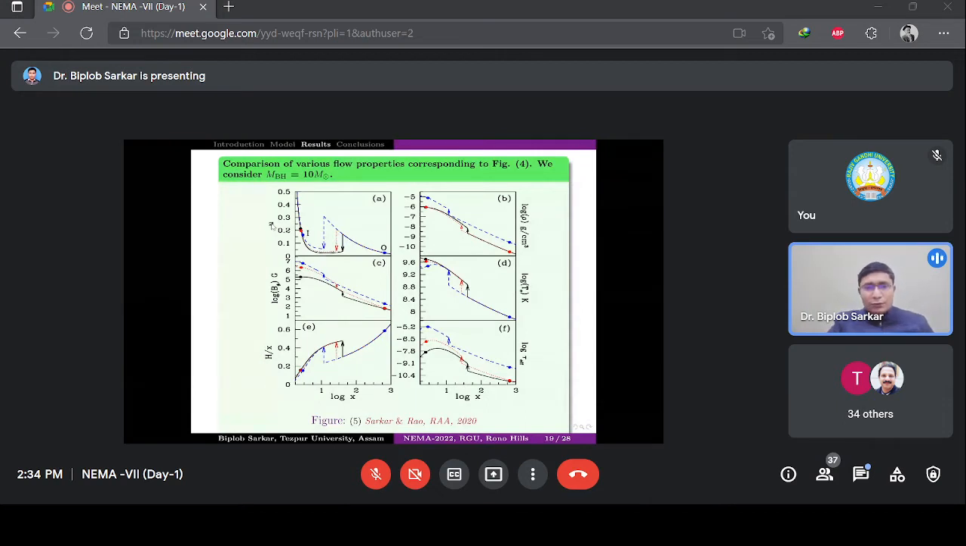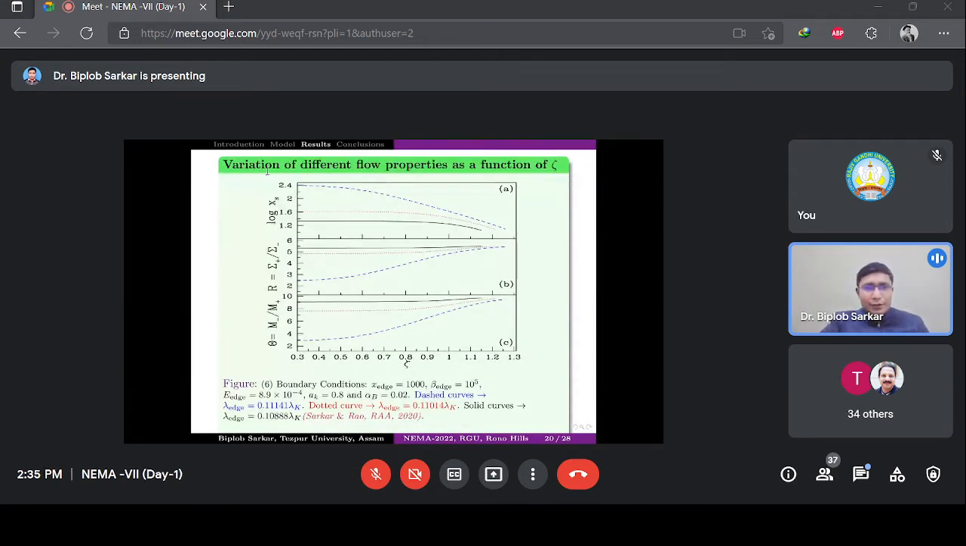Now in this particular plot we have studied the variation of the different shock properties as a function of the zeta parameter. The different flow properties we have studied are the position of the shock location, the shock compression ratio, and the shock strength. The shock compression ratio is defined as the ratio of the post-shock vertically averaged density to the vertically averaged pre-shock density, and the shock strength is defined as the ratio of the pre-shock Mach number to the post-shock Mach number.